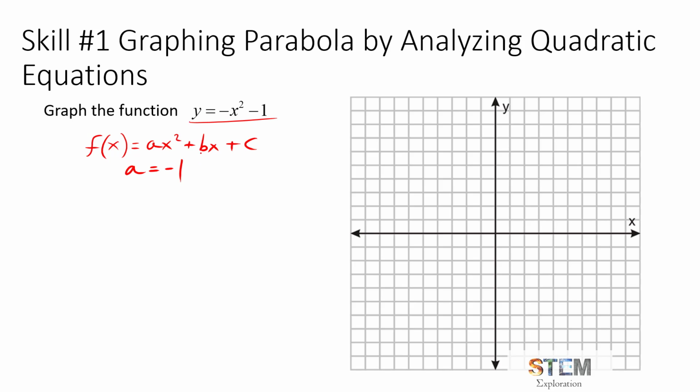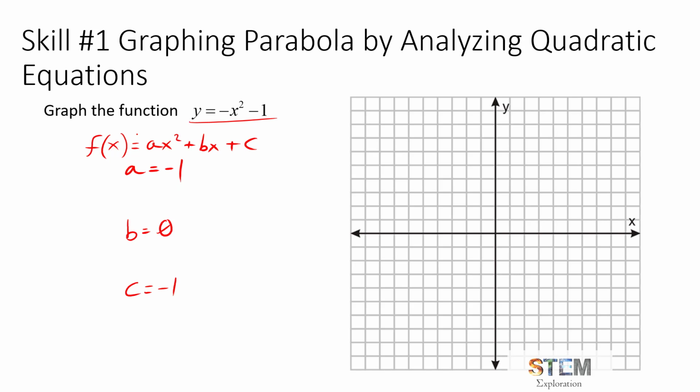Now, with that said, I see that a is equal to -1 and that there is no single x term here. So that tells me that b is equal to 0, and c here is our constant, and that is equal to -1. With each piece of information that I have present here, I can learn something specific about this given quadratic equation and what the parabola will look like.